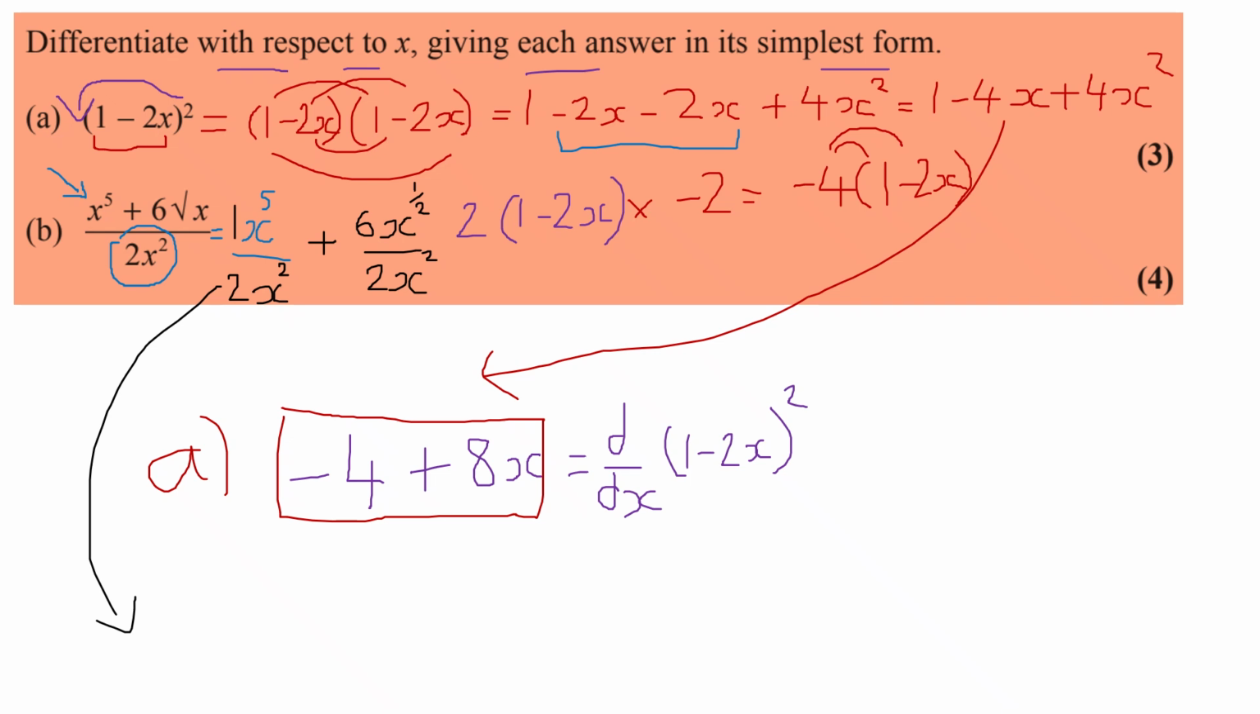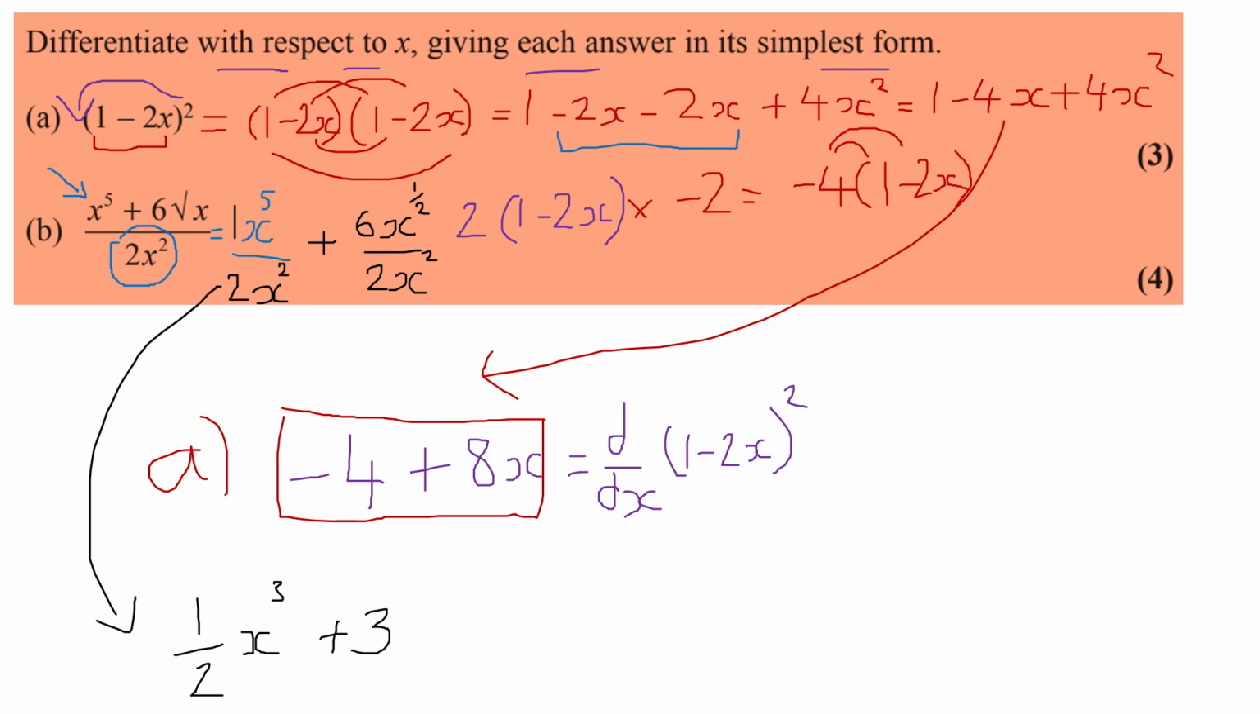So I've got 1 over 2 at the front, so 1 half or a half. I've got x to the 5 and I'm dividing it by x squared. Well, I'm going to subtract my powers using my index laws. So I'm going to have half x cubed. Then we're going to have plus 6 over 2 makes 3.